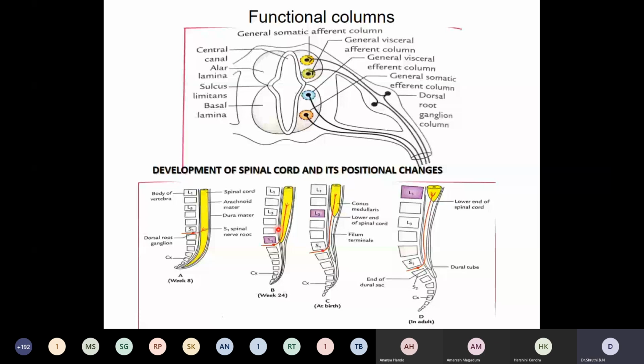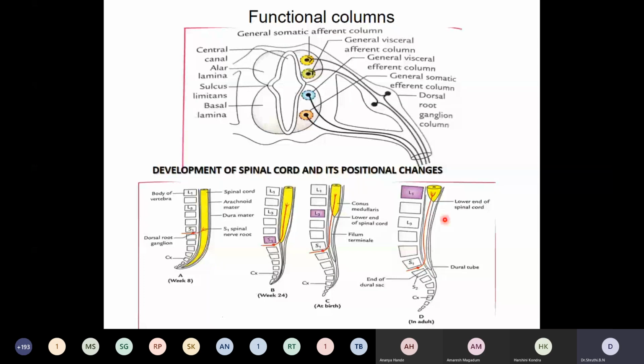So at birth, you can see the lower end of the spinal cord ends at L3, and all the spinal nerves emerge obliquely downwards. In adults, the lower end of the spinal cord lies at L1, and the cauda equina, that is the lower end of the spinal cord with all the obliquely running nerve fibers, gives an appearance of a tail of a horse. So it is called cauda equina. It is a derivative of the neural tube.